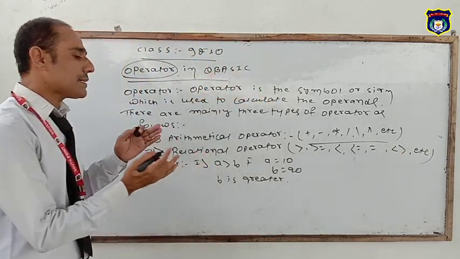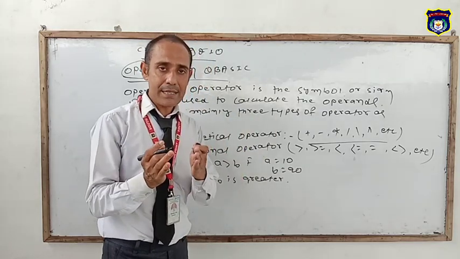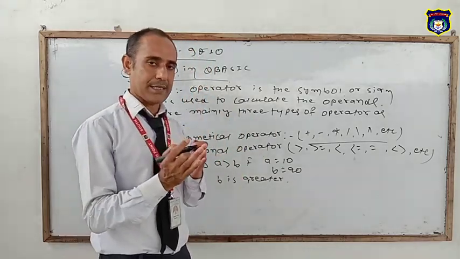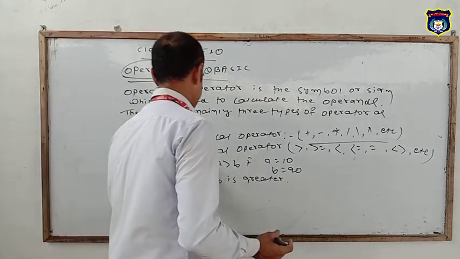These are called the relational operators, which compare two values, two strings, or two variables. Okay. And the third is the logical operator.